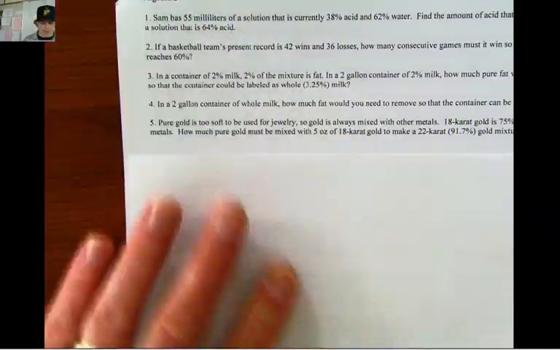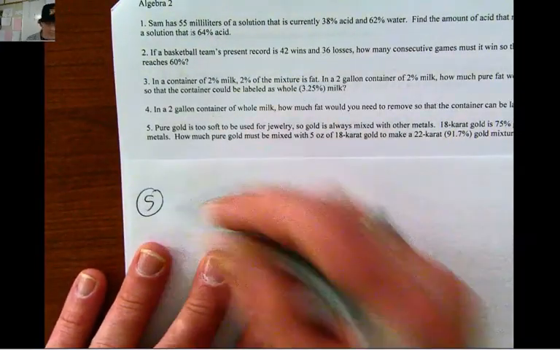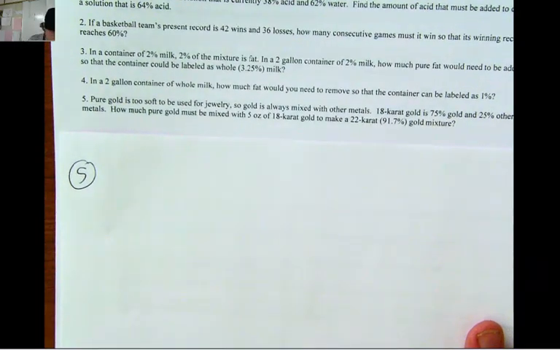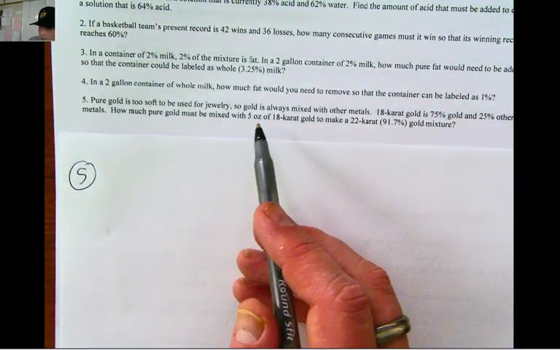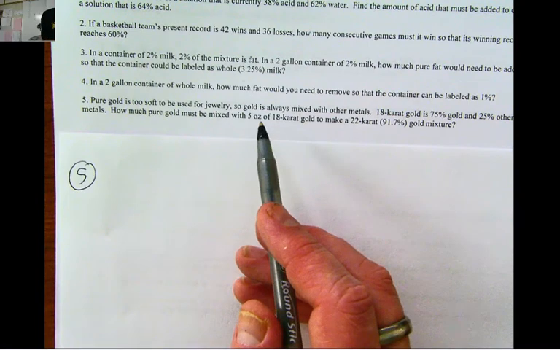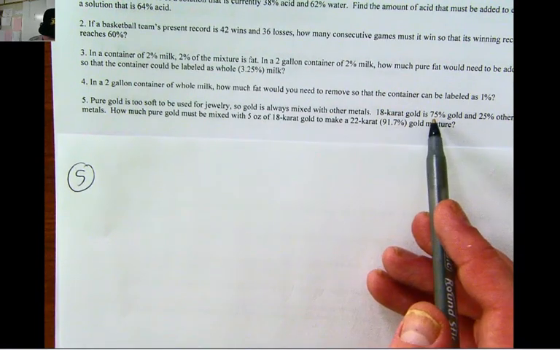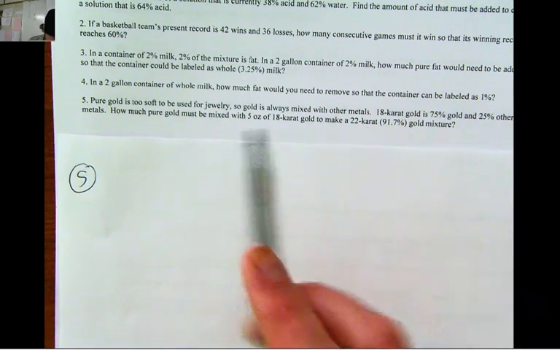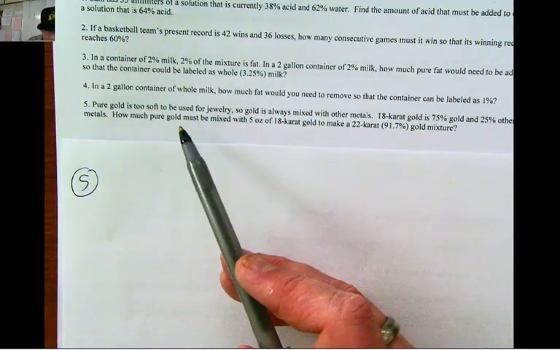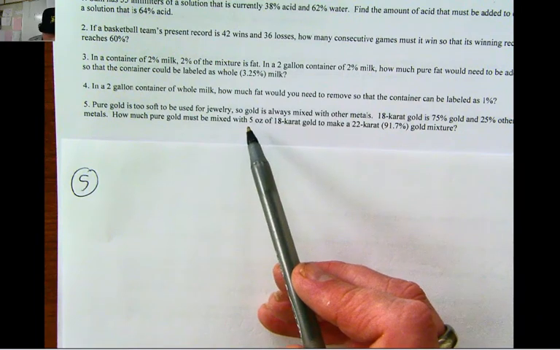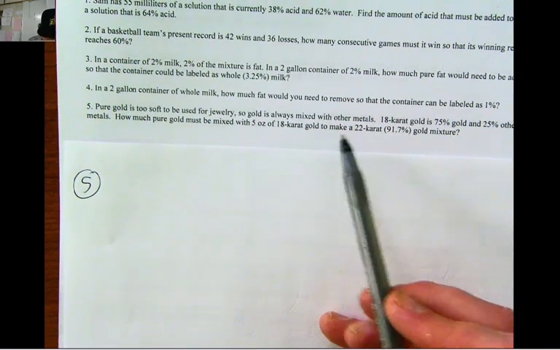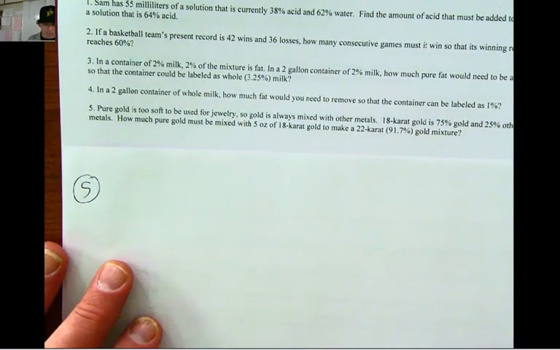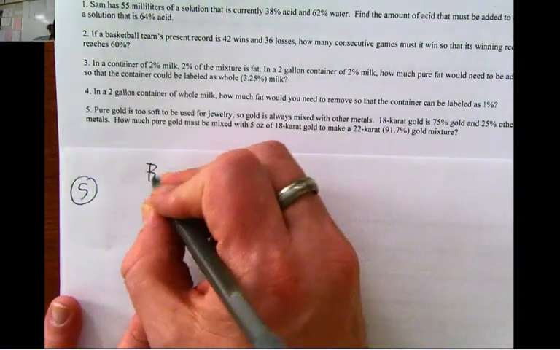Let's read number 5. It's about gold, and let's find out how gold works into this. Pure gold, too soft. So gold is always mixed with other minerals. 18 karat gold is 75% gold, 25% other metals. How much pure gold must be mixed with 5 ounces of an 18 karat gold to make a 22 karat gold, which is 91.7%?